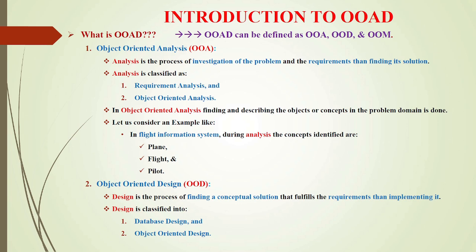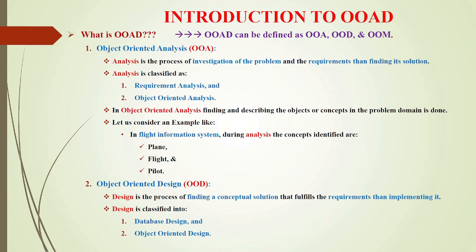In a flight information system, during analysis, the concepts are identified as plane, flight, and pilot. So when I'm talking about pilot, or plane, or flight, these three are objects. A plane is an object. You can see it flying in the sky. A flight is an object. You can see it flying in the sky. Pilot is an object. You can see this guy is maintaining both of them.